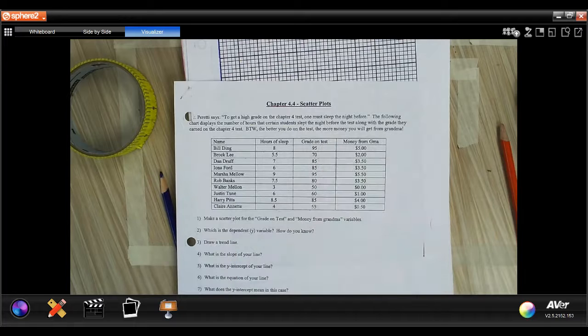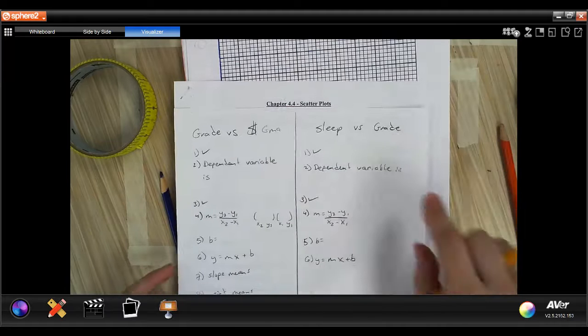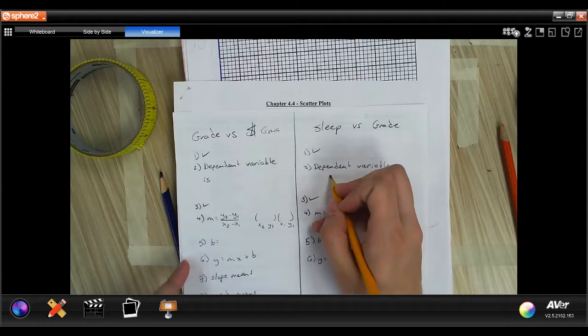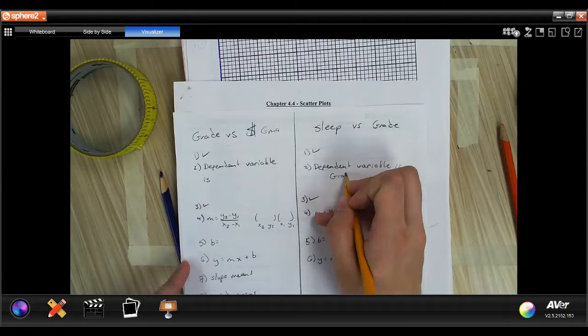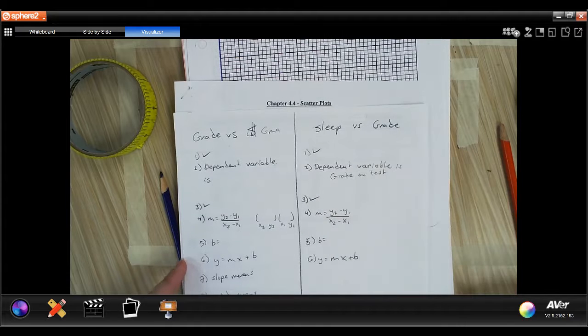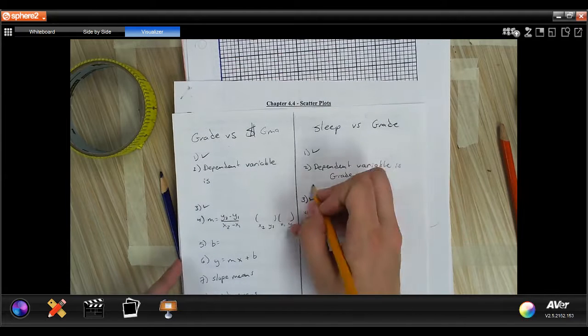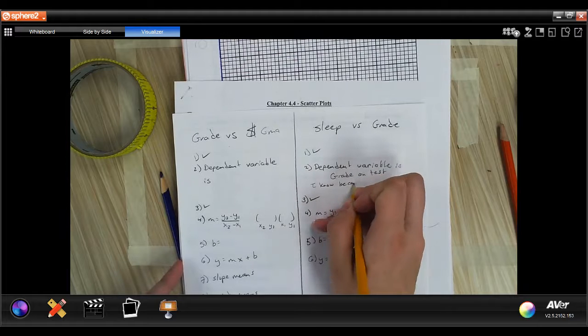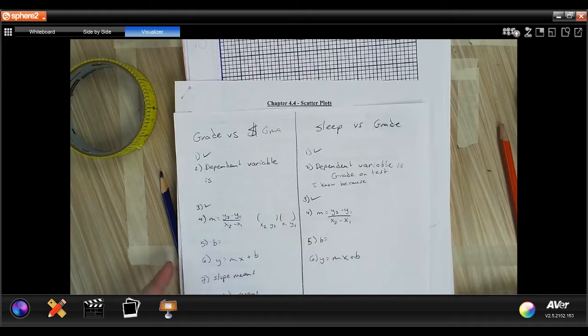So on a separate piece of paper, something that looks like this, for where we talk about sleep versus grade, the dependent variable is the grade on the test. How do you know that? I know because, and we just said, sleep determines your grade on the test, right? So that's what you want to do.